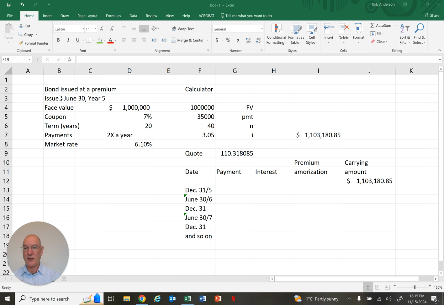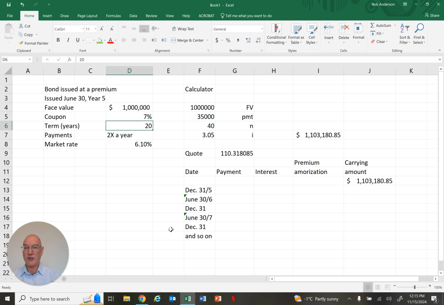So here's our issue date, June 30, year 5. We're just going to use a $1 million bond just so that we don't have too many zeros going on. The coupon rate is 7%. Now, remember, if the bond pays interest every 6 months, 7% is an annual rate. We have to divide that by 2, which equals 3.5% to get the payment that happens every 6 months.